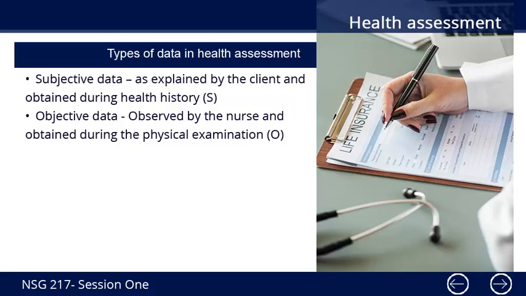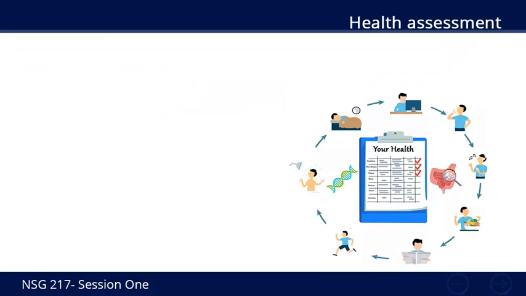Types of data in health assessment. There are two: the subjective data, which is as explained by the client and obtained during health history. The objective data is observed by the nurse and obtained during physical examination.